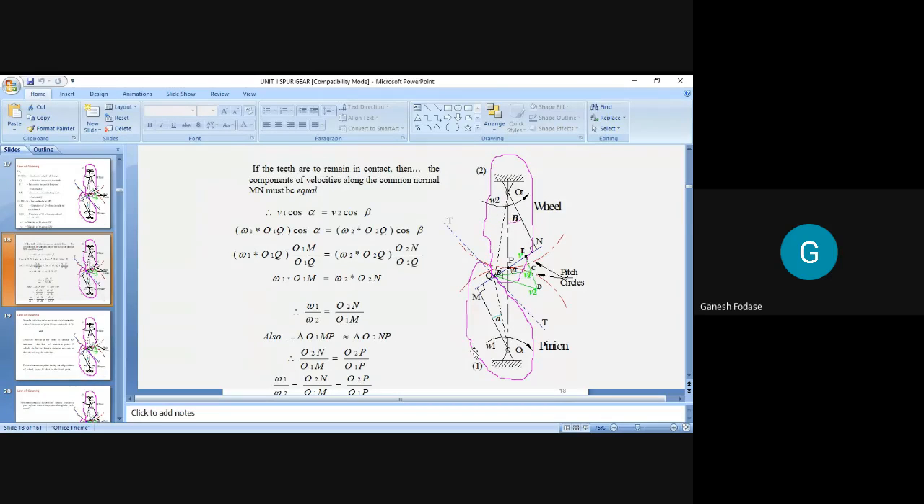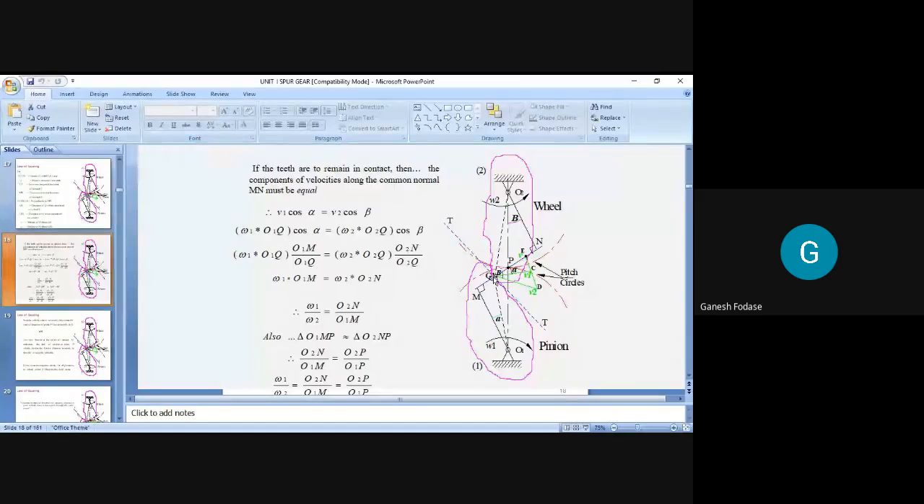Assuming that the first pinion is rotating with angular velocity omega 1, and this wheel is rotating with angular velocity omega 2. Next, we consider these gear teeth are making contact at point of contact Q, and P is the pitch point, which is a common point of the two pitch circles. So PQ is nothing but the distance between pitch point and point of contact.